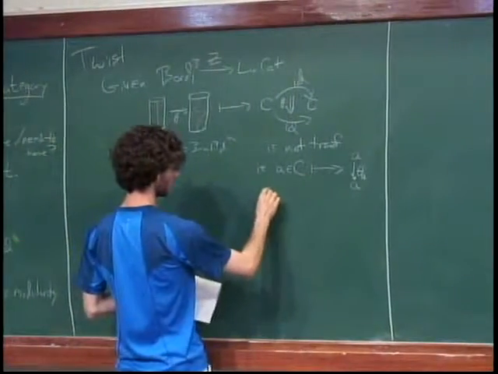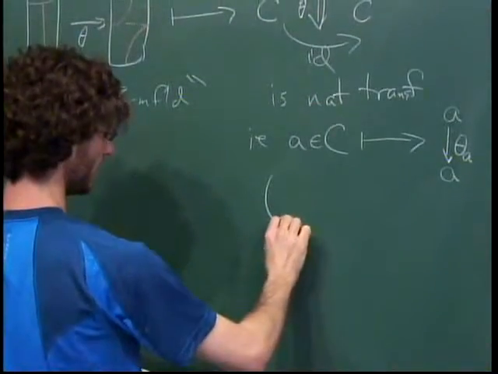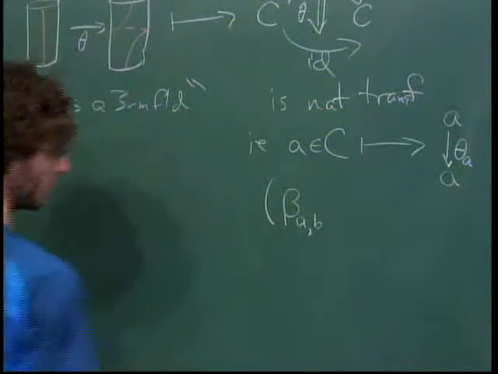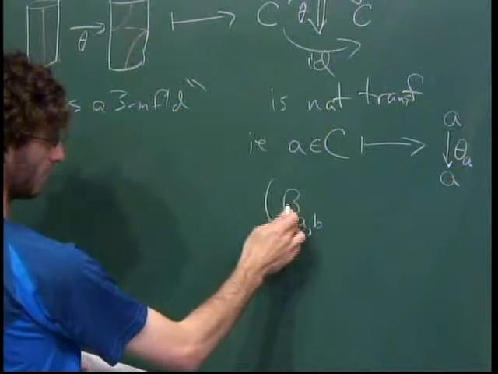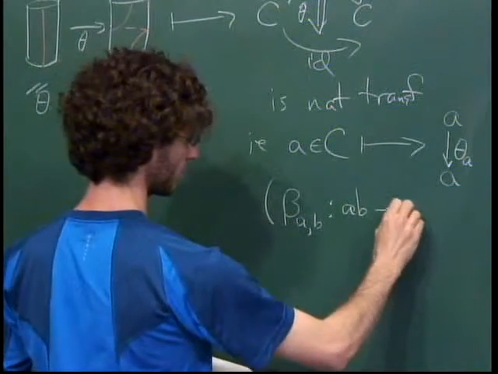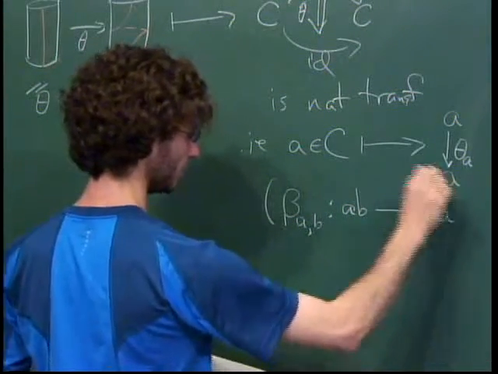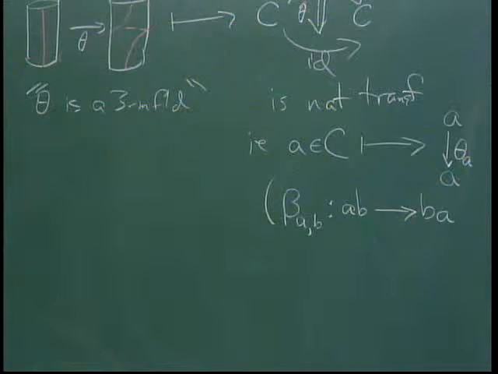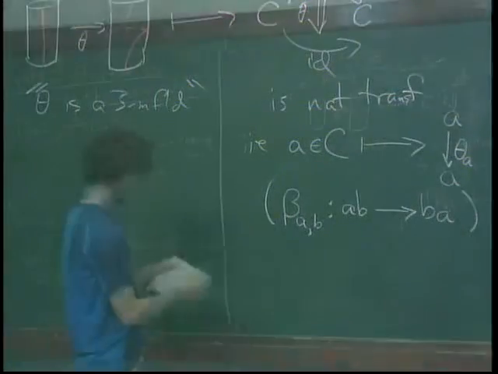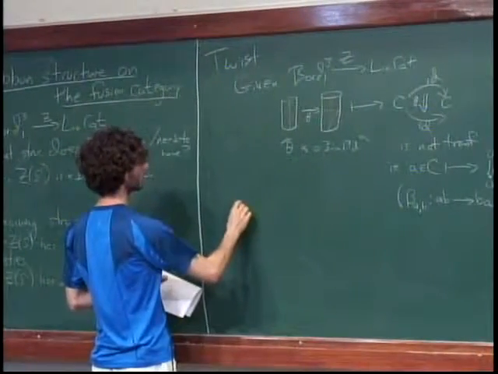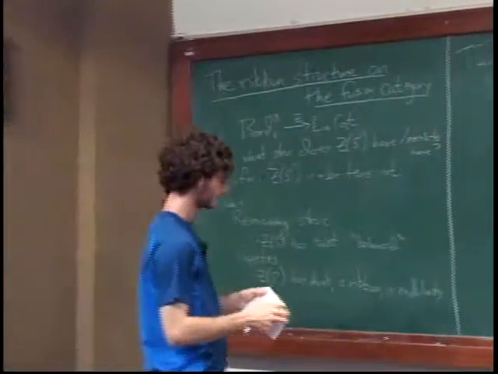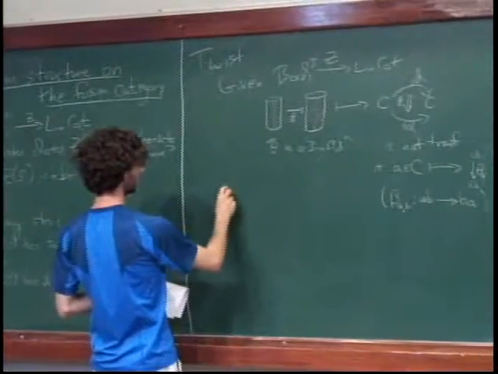Just to compare notation, recall the braiding was also a natural transformation, and we might have referred to the braiding on objects A and B as some natural isomorphism from the product one way to the product the other way. And so the question now is, how is this piece of data related to the stuff we've already constructed? That's really the compatibility between theta and beta.